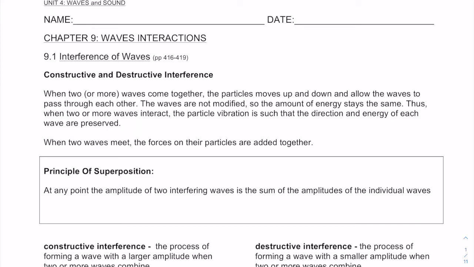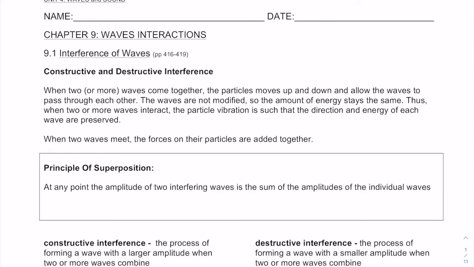Thus, when two or more waves interact, the particle vibration is such that the direction and energy of each wave is preserved. When two waves meet, the forces on their particles are added together, and the way by which they are added is governed by the principle of superposition. The principle of superposition states, at any point, the amplitude of two interfering waves is the sum of the amplitudes of the individual waves.